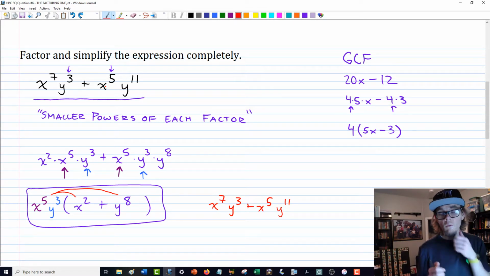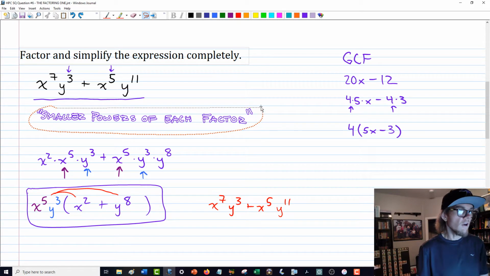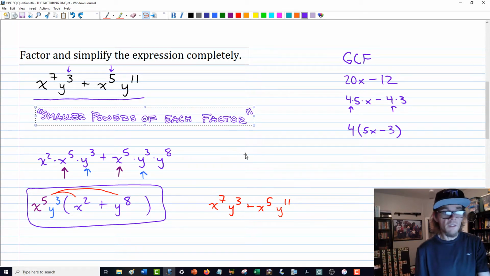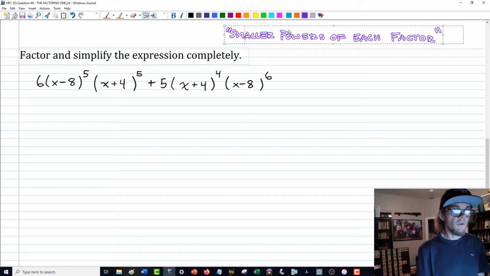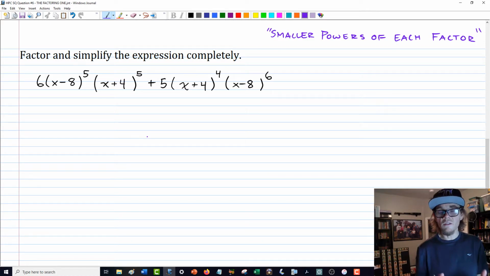So that's the idea behind what we're about to do in this standard quiz question. We're going to pull out the smaller power for each factor. That is our strategy. So let's show you what that looks like. I'll pop this up here. There's our slogan, our motto of what we're going to do. But we're going to do the exact same thing. Now, we don't have just x's and y's anymore. We've got x minus 8s and x plus 4s, but the same strategy is going to apply.